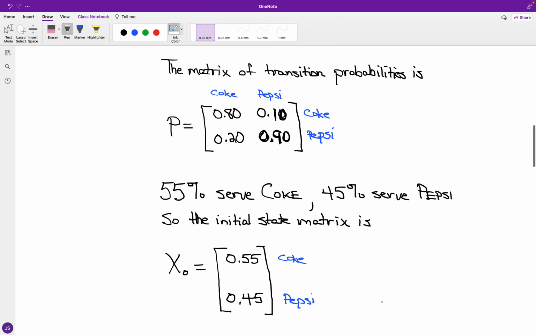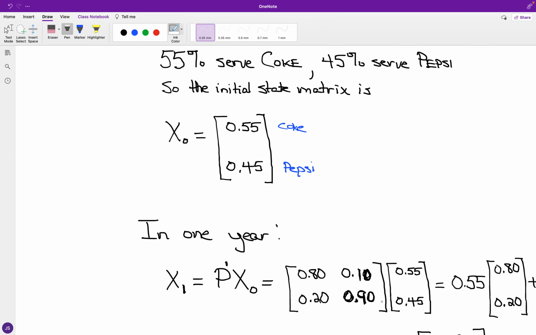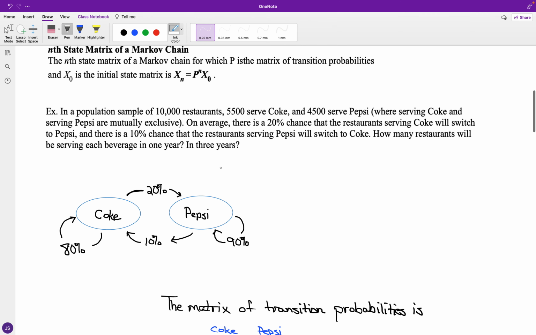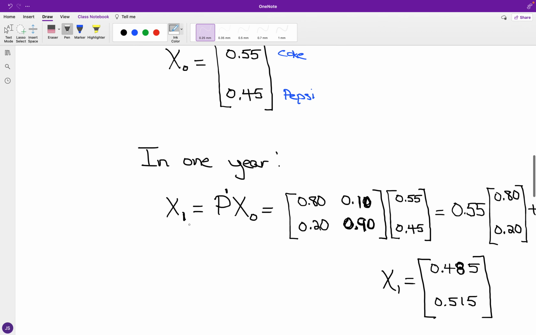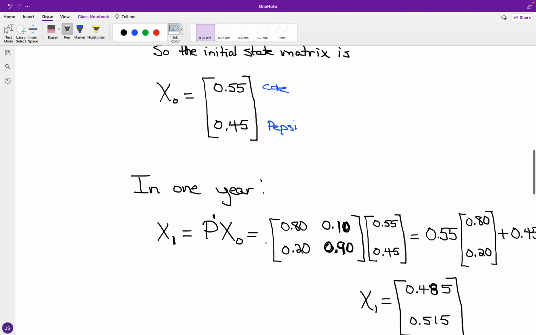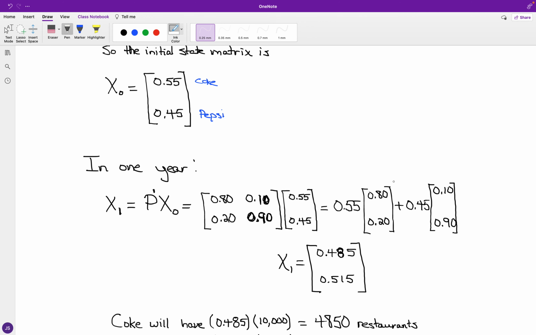So we got the P and the X naught, and in 1 year, using the Markov chain, we have X of n is equal to P to the n times the initial state matrix. With n at 1, x1 is just P times X naught. And with the transition probability matrix, we have the same 2 by 2: 0.80, 0.20, 0.10, 0.90, times the initial state matrix, 0.55, 0.45, just multiplying the matrices together.